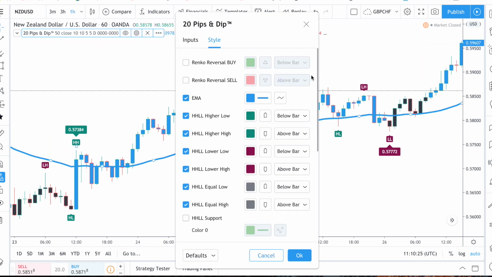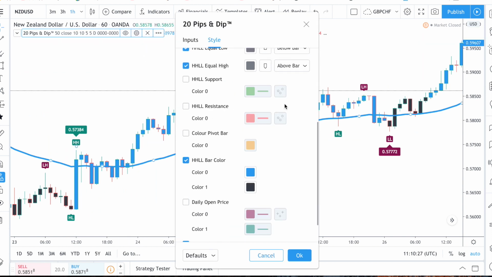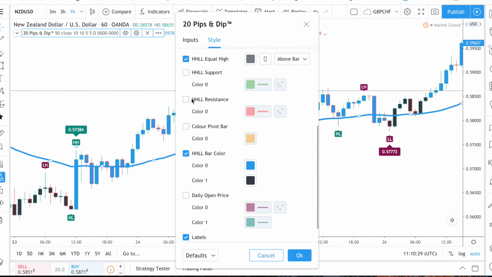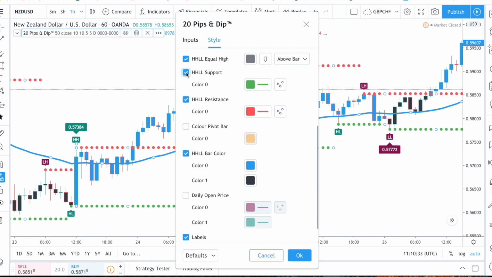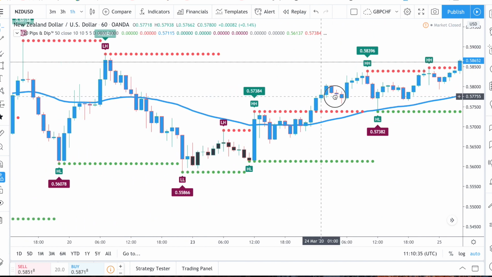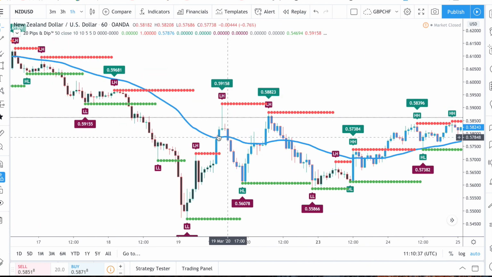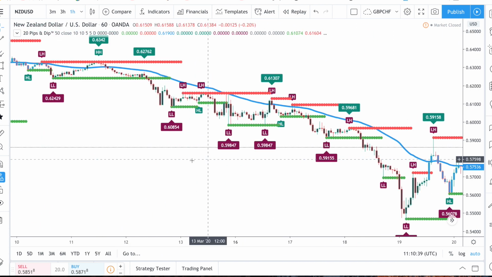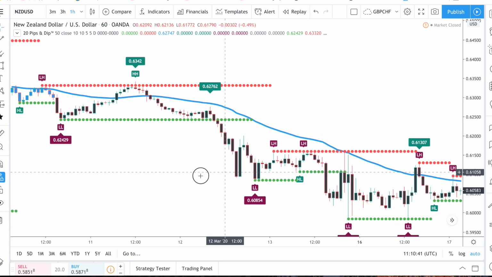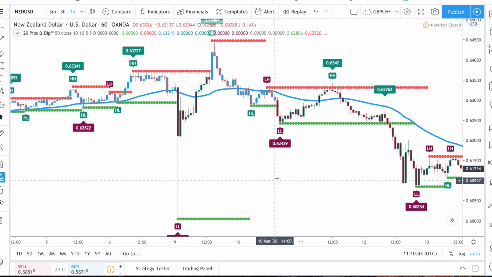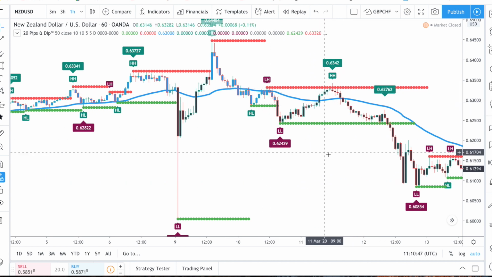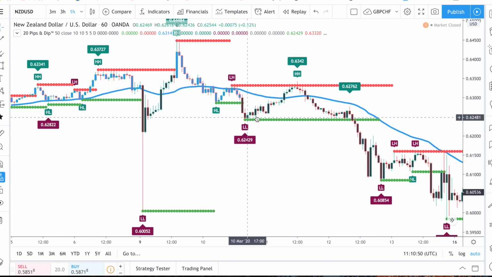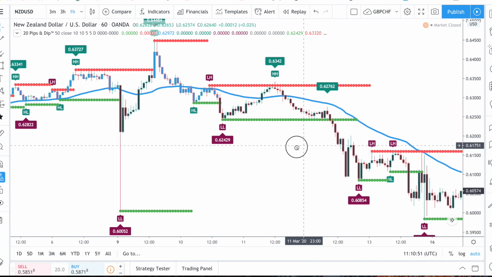The next addition that we're going to have in our 20 pip and dip indicator is obviously going to be some key support and key resistance levels. Now, if you notice, what do you know about resistance and what do you know about support? When the market is pushing us to the downside, it's known as resistance, right? Or if the market is what? Pushing us to the upside, it serves as support.